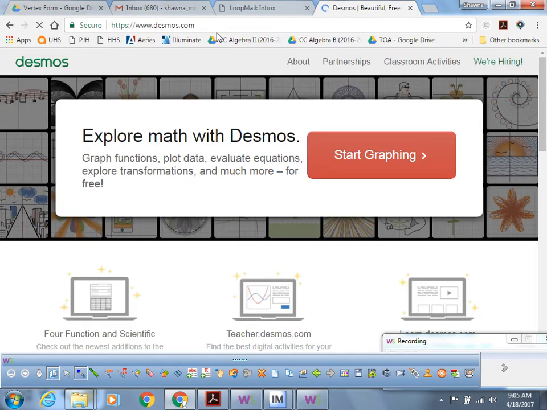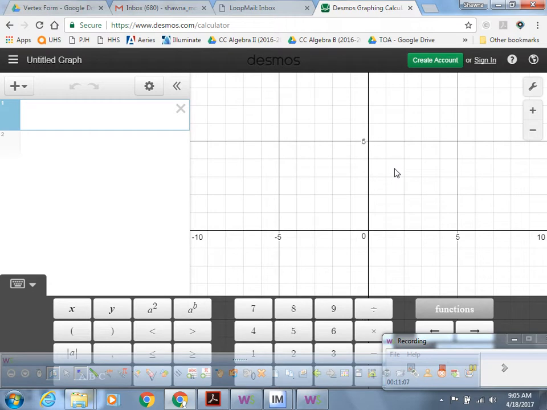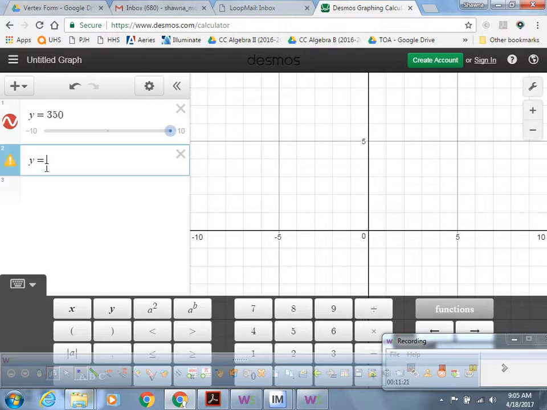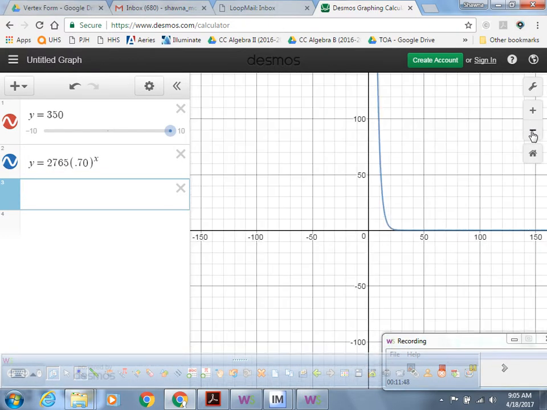2,765. I don't think you need to, but yes, if you had to. All right, so the first one was 350. And y equals 350. And then the second one is y equals 2,765 times 0.70 to the, and you can use any variable you want, and we're going to use x, just because we're using decimals.